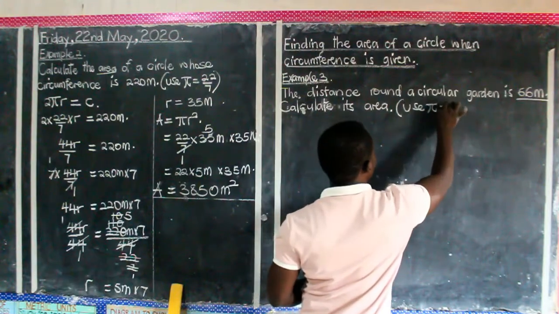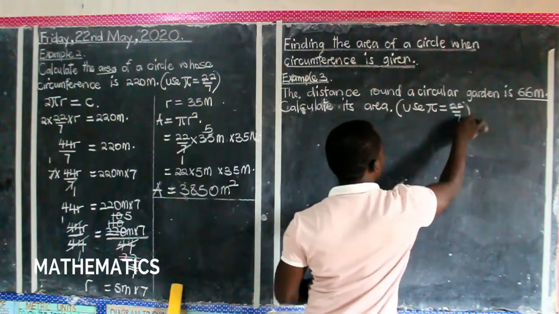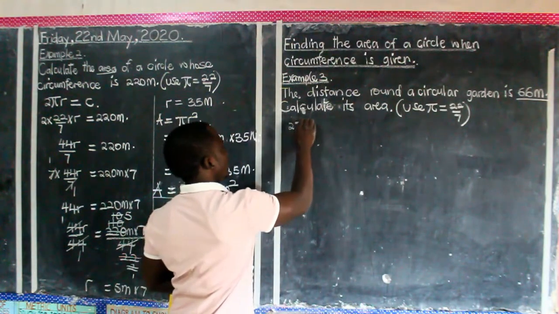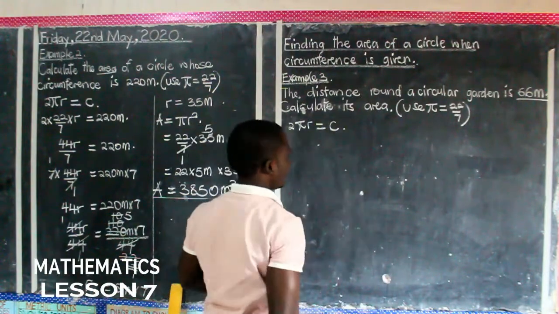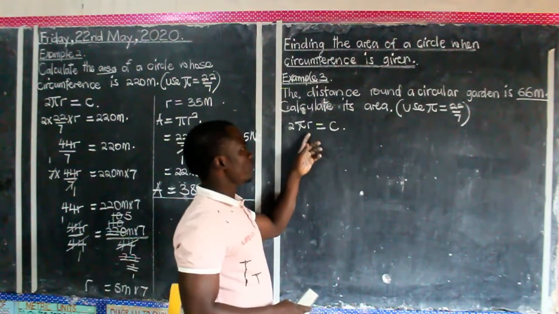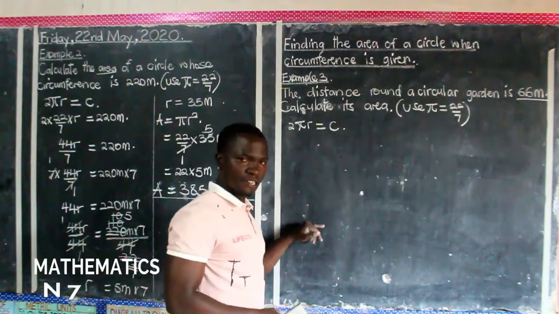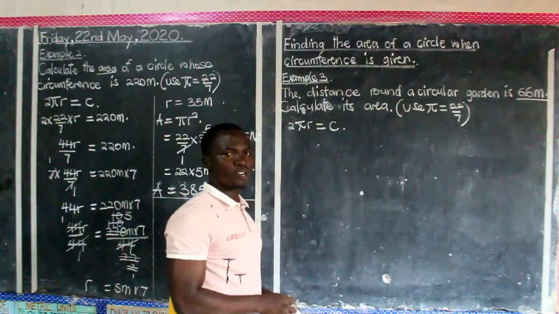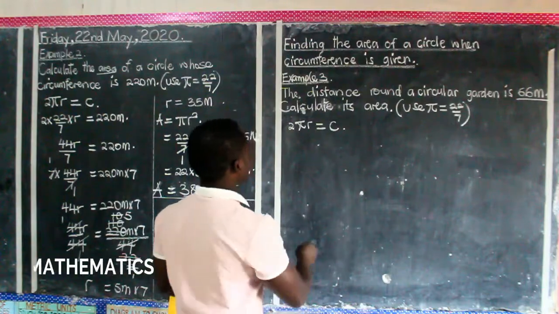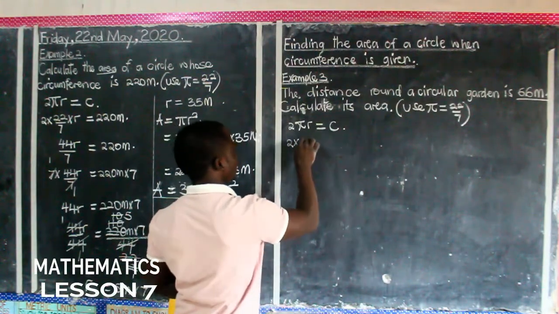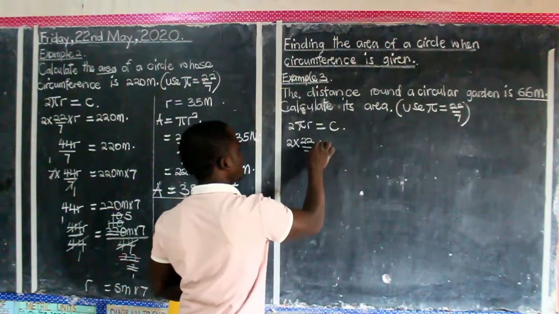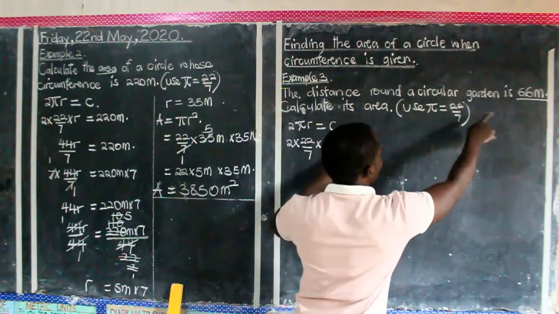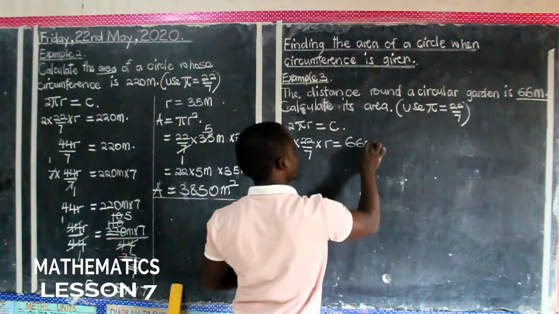We shall use the pi of 22 out of 7. So 2 pi r equals circumference. Why begin with the formula for circumference? It is because we want to use it and get the radius. After getting the radius, that is when you are going to find the area of this circular garden. Okay? So let's substitute. We have 2 times the pi of 22 out of 7 times r, representing the radius, equals the circumference of 66 meters.